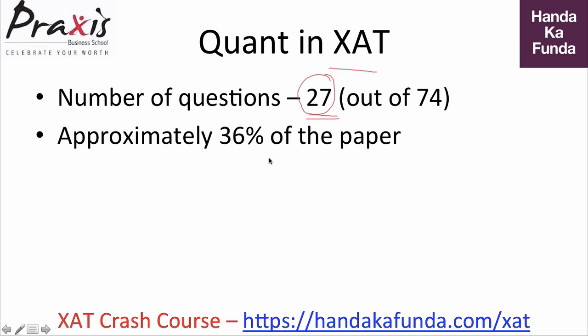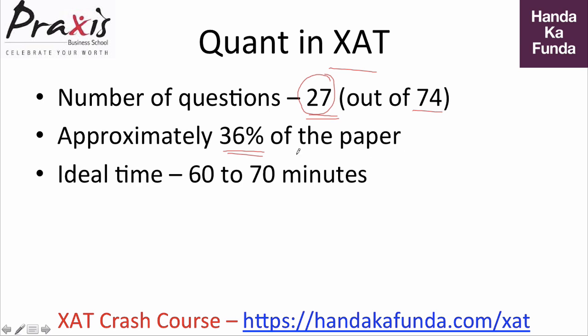Not only that, approximately this forms 36% of the paper because the total number of questions has also remained stable at 74. So it is a little more than 1/3. As a matter of fact, verbal is also a little more than 1/3. Decision making is a little less than 1/3.